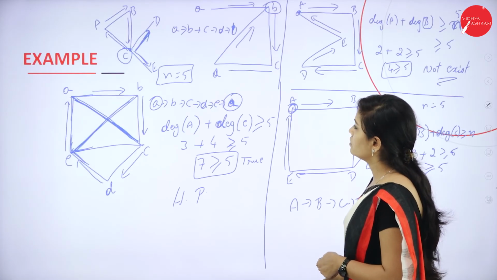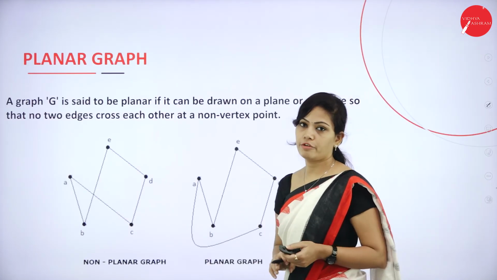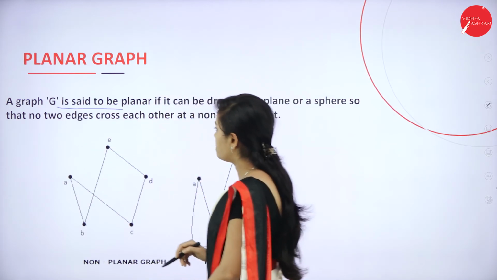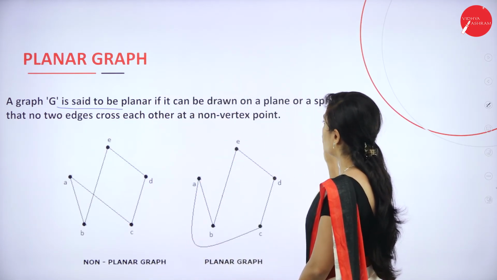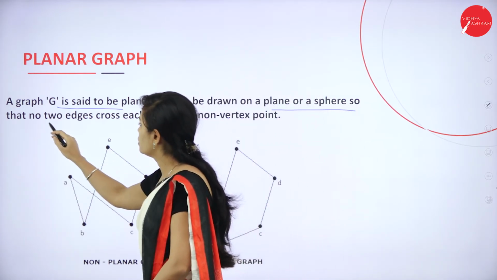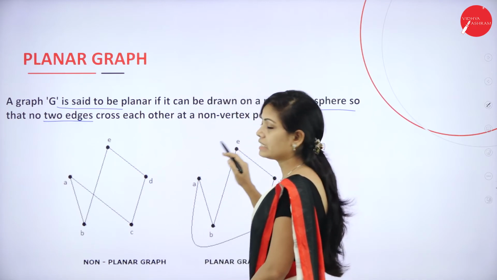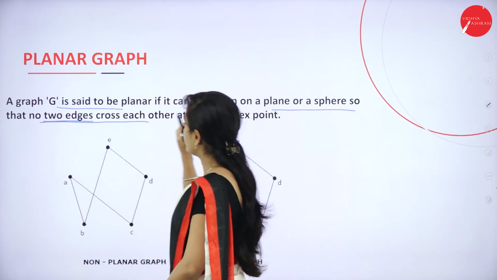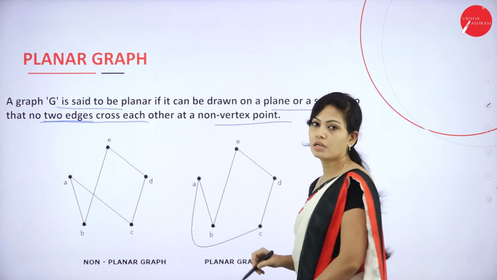And the next one is planar graph. 2 marks question. A graph G is said to be planar if it can be drawn on a plane or a sphere so that no two edges cross each other. This is a very important sentence. No two edges cross each other at a non-vertex point.